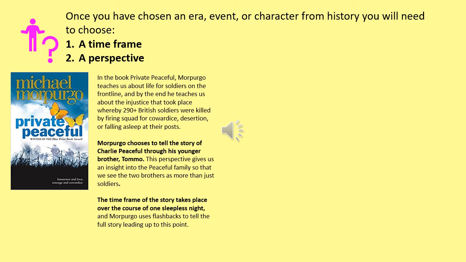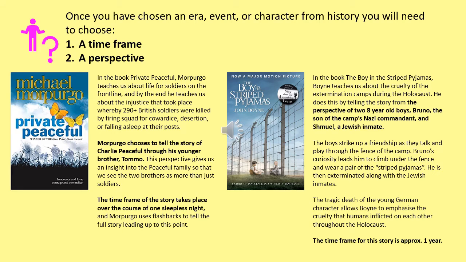One is called Private Peaceful by Michael Morpurgo, and it focuses on World War I. The second is The Boy in the Striped Pyjamas, which focuses on the Holocaust that took place at the time of World War II. I want you to have a read through the notes that I've made on each of these, and then consider what impact the time frame and the perspective that you choose will have on your story.